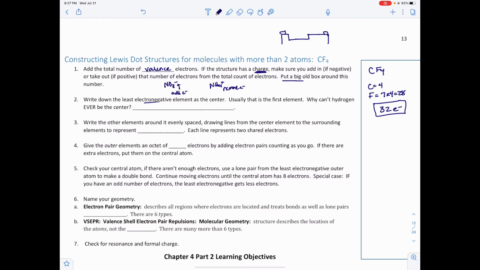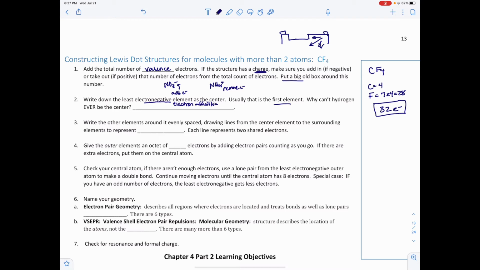Write down the least electronegative element. Now this could also say the least electron affinitive, but if these words are words you've forgotten, it's okay. Never fear, the periodic chart is on its way to save you. You're looking to put the element that's away from this part of the chart first, as the central atom.